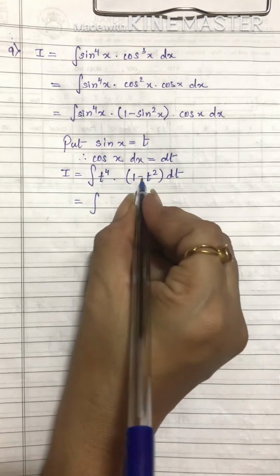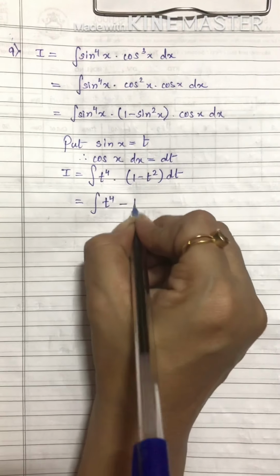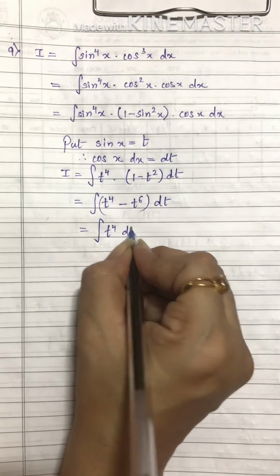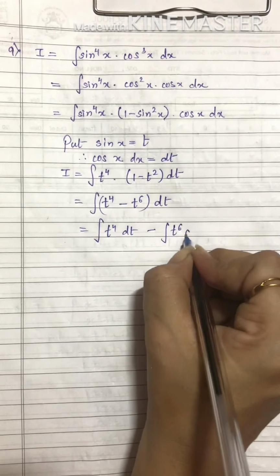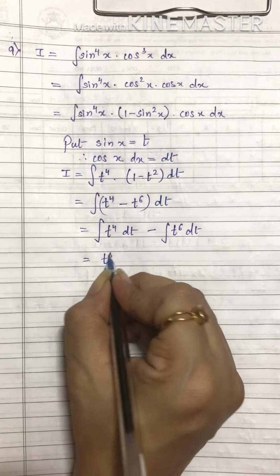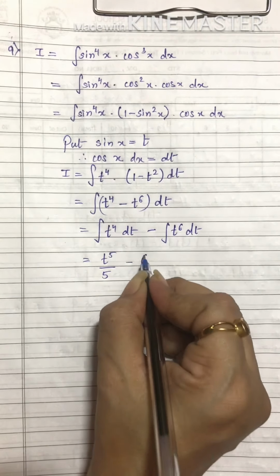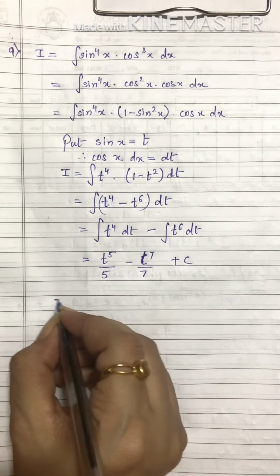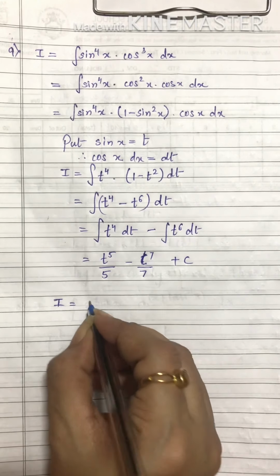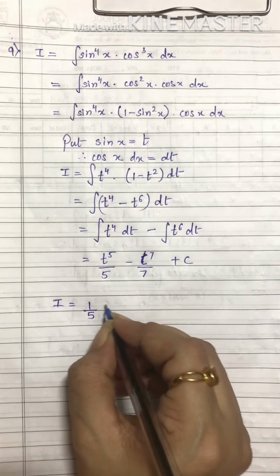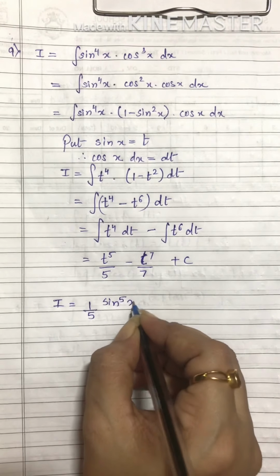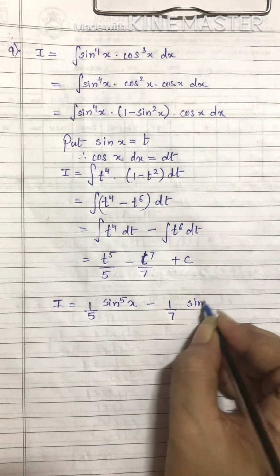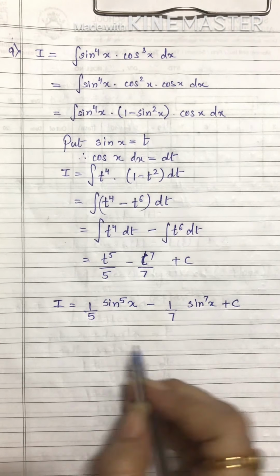So next we'll take this inside the bracket. We get t raised to 4 minus t raised to 6 dt, and that gives us integration t raised to 4 dt minus integration t raised to 6 dt. So here we get t raised to 5 upon 5 minus t raised to 7 upon 7 plus c, and then just resubstitute the value of t. So we get 1 upon 5 into sine raised to 5 x minus 1 upon 7 into sine raised to 7 x plus c. This is the final answer.